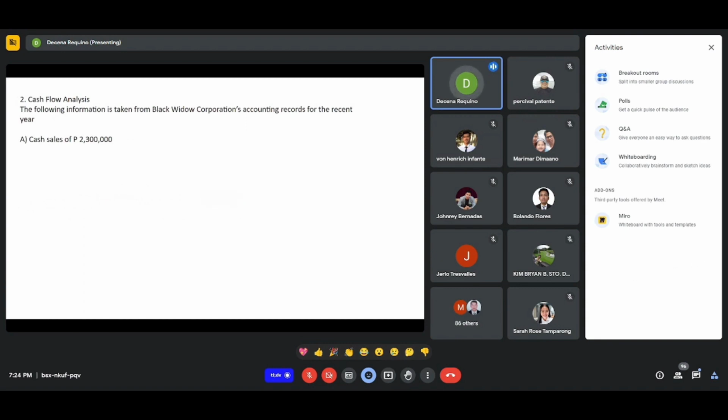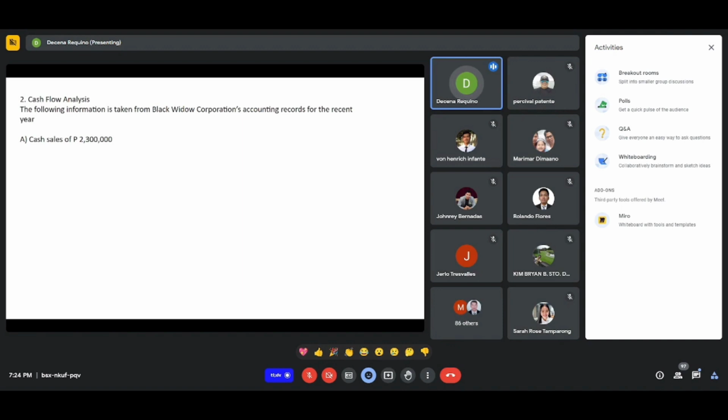The following information is taken from the Black Widow Corporation accounting records for the recent year. So, bali gagawa tayo ng cash flow statement. So, una, para mas madali, i-identify muna natin kung ano ba yung transaction. Kung operating ba siya, investing, or financing activity.